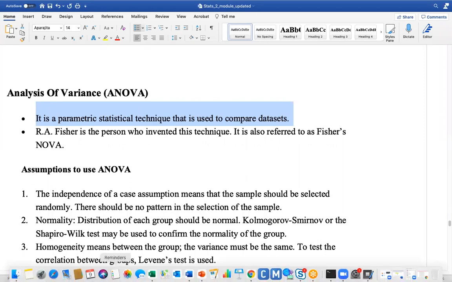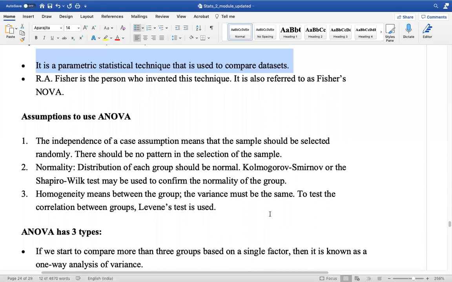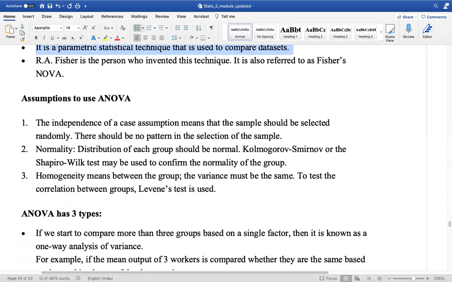Whenever we are going with this particular ANOVA test, we need to make some assumptions. The first is independence, which means the samples should be selected randomly. We need to select the samples randomly, and there should be no pattern in the selection of the samples. The next one is normality.